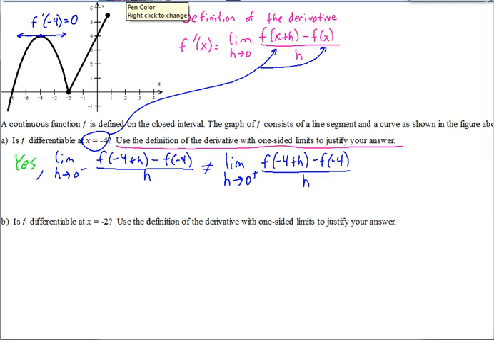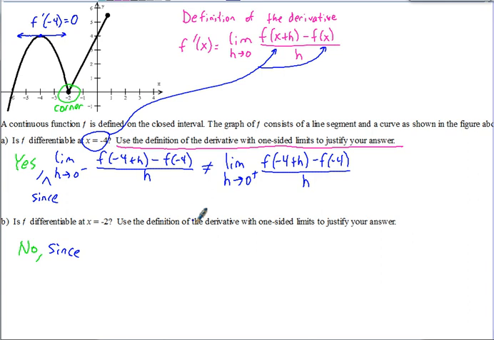And then it says, is f differentiable at x equals -2? So at x equals -2, we can see we've got a corner there. So there, the derivative would not exist, so it is not differentiable. So the answer here would be no. Oops, I forgot to add the word since here. So we've added this word since.